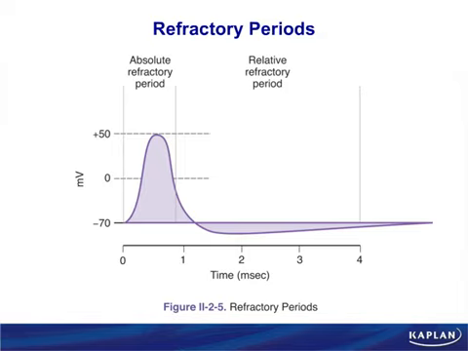Because I can only get another one every 10 milliseconds. So the maximum frequency is 100. So hopefully that makes sense to you why absolute refractory determines maximal frequency.